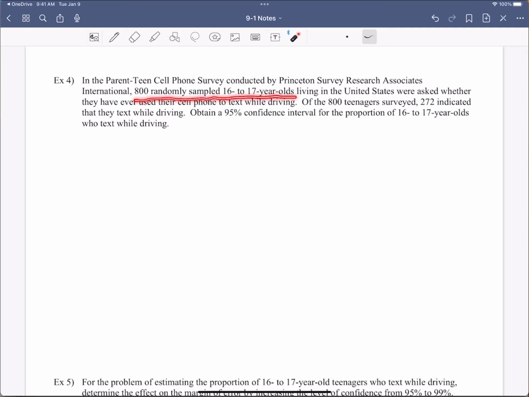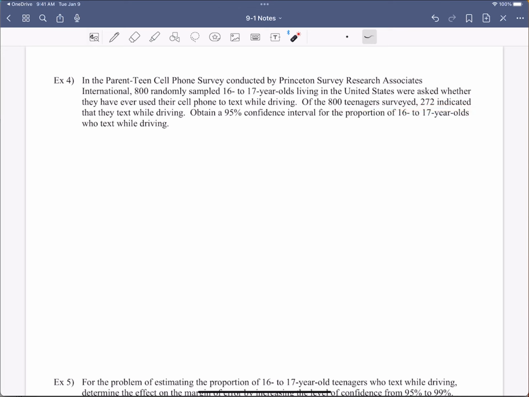sampled 16 to 17-year-olds living in the U.S. were asked whether they have ever used their cell phone to text while driving. How many of us was that, right? Of the 800 teenagers surveyed, 272 indicated that they text while driving.